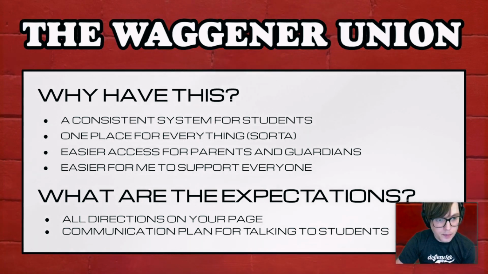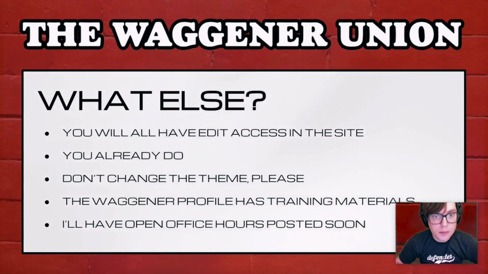The expectations are pretty slim. Your directions for instruction should be on your union page. We all need a communication plan for talking to students. Right now, we don't have one that everyone has to use, and I don't think that's necessarily what anybody wants to do, but I think we're all in agreement that we have to be able to talk to our kids to make sure all this works as well as it possibly can. And the more you can embed that communication into your union page, I think the better off it'll be too.